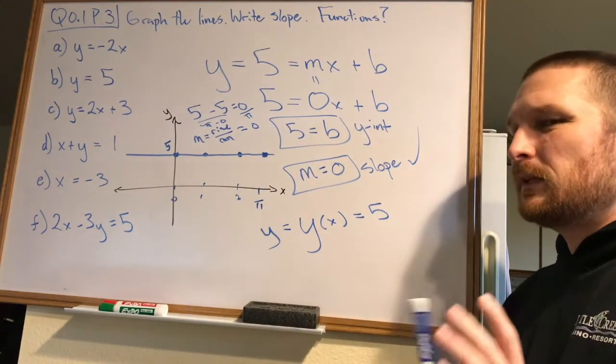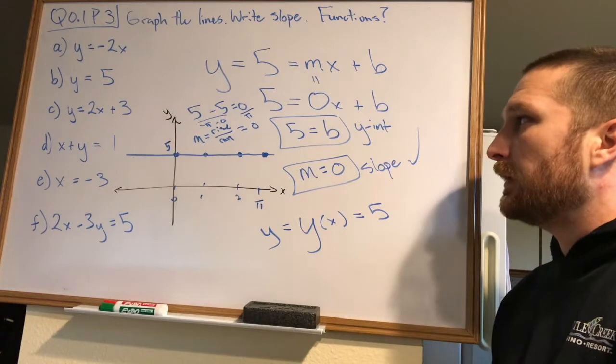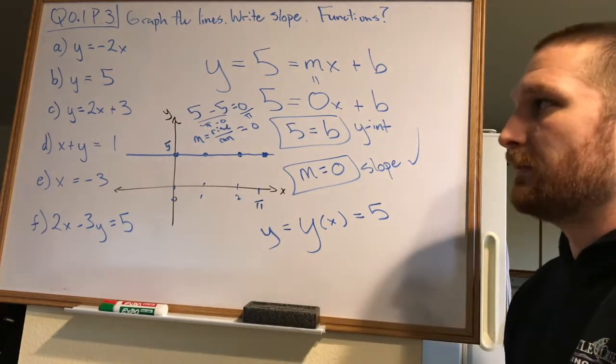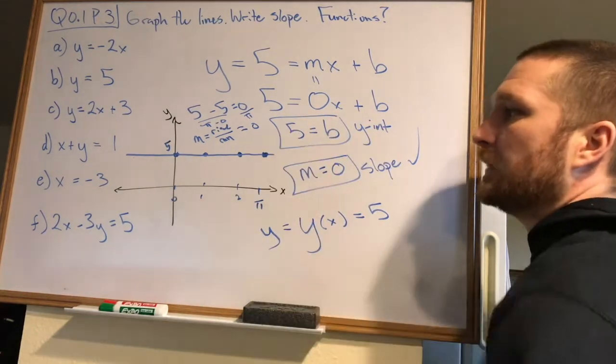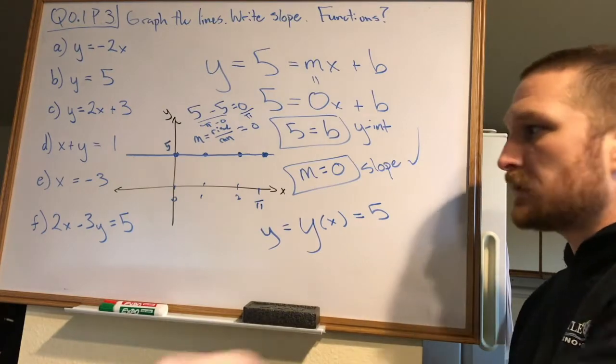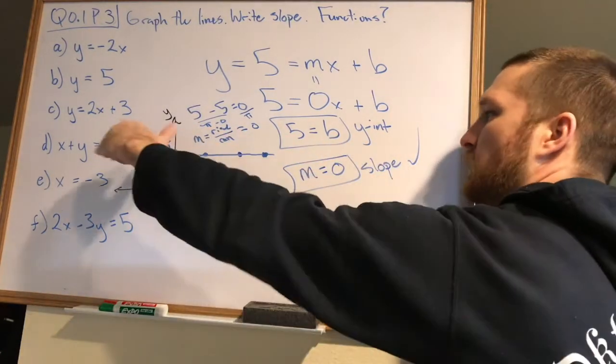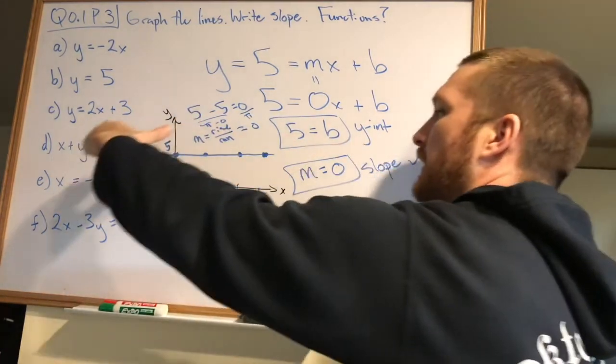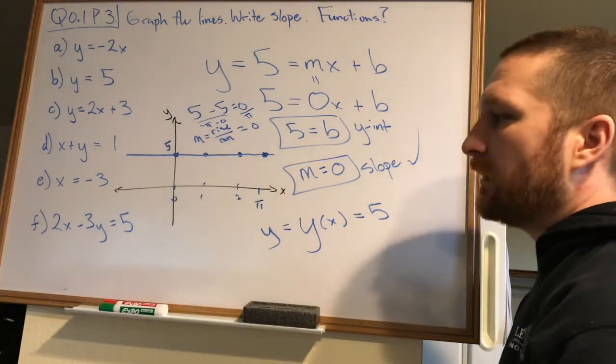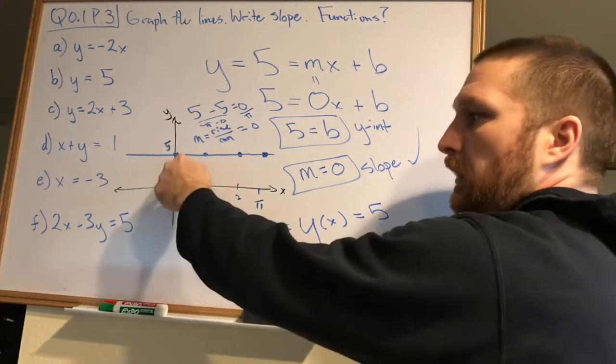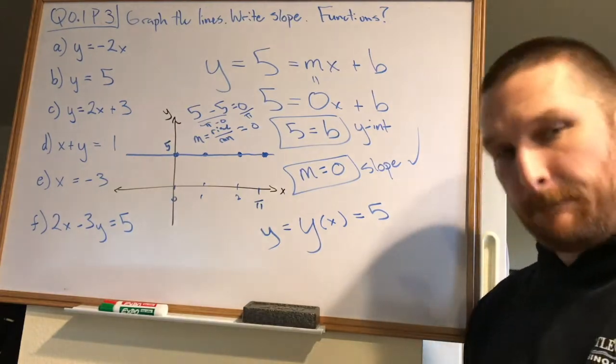So a couple different ways of thinking about it, but ultimately it should be pretty straightforward. When you say y is equal to 5, you're just saying y is a constant value. It's always 5. And so we should just have a straight line right there at 5. Only thing you really have to label is where it crosses right here at 5. And you're done.